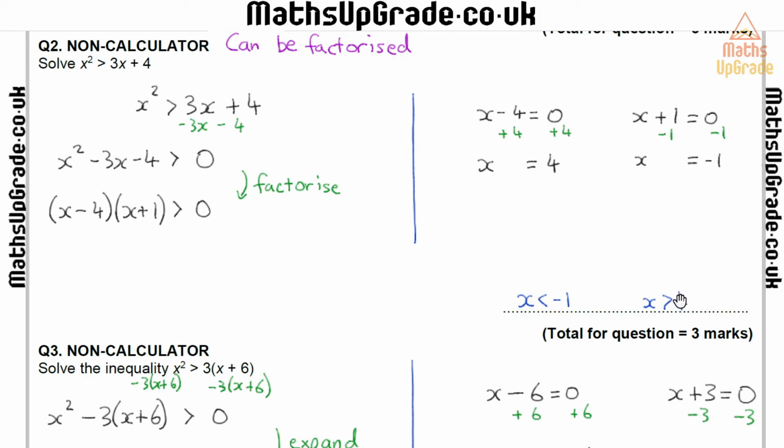I can try it for 3. So 3 squared is 9, which is not greater than 3 times 3 plus 4. So my value here is definitely going to be greater than 4. And you can do a similar method for the other one. The whole question there is worth 3 marks.